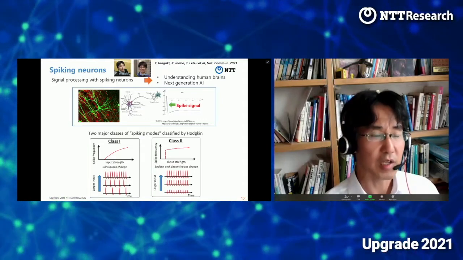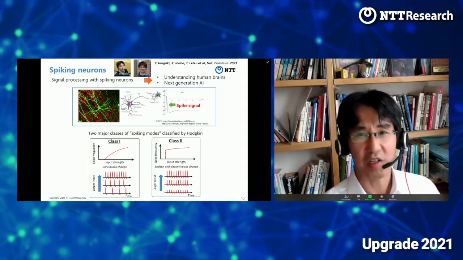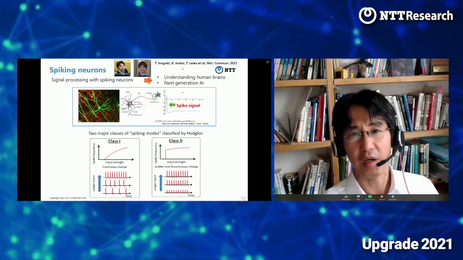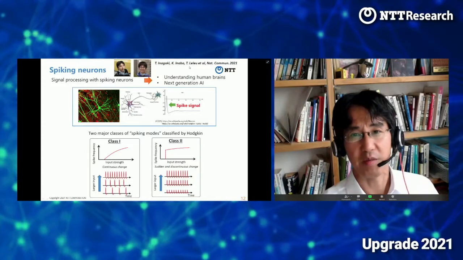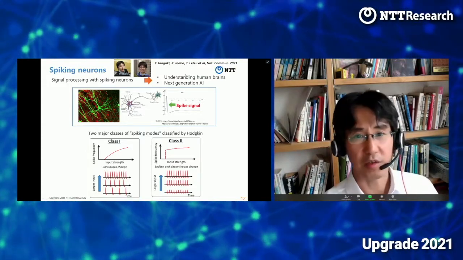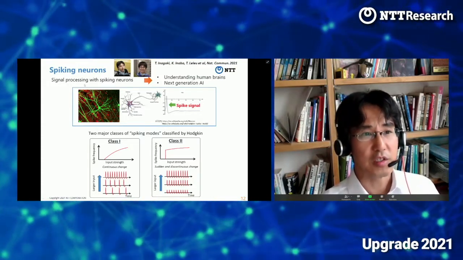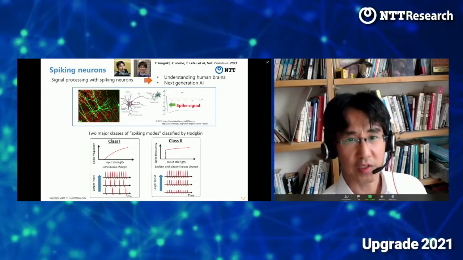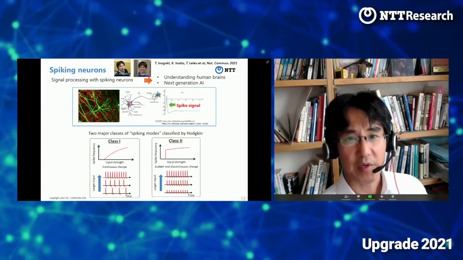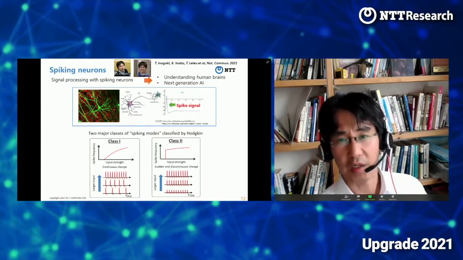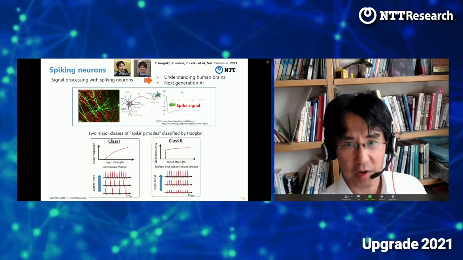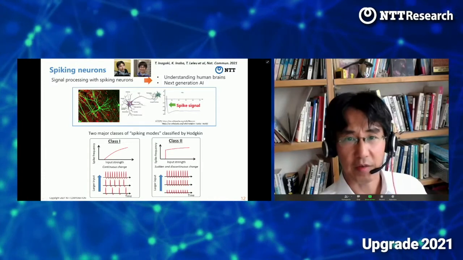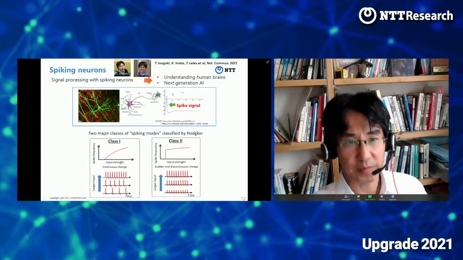Actually, we learned a lot about those neurons and neural networks from the group of the University of Tokyo. And we especially thank the previous speaker, Kim-san, for the very good discussion on this topic. Signal processing with spiking neurons is now an important topic. The ultimate purpose may be to understand how the human brain functions, and it may also lead to the development of the next generation of artificial intelligence.